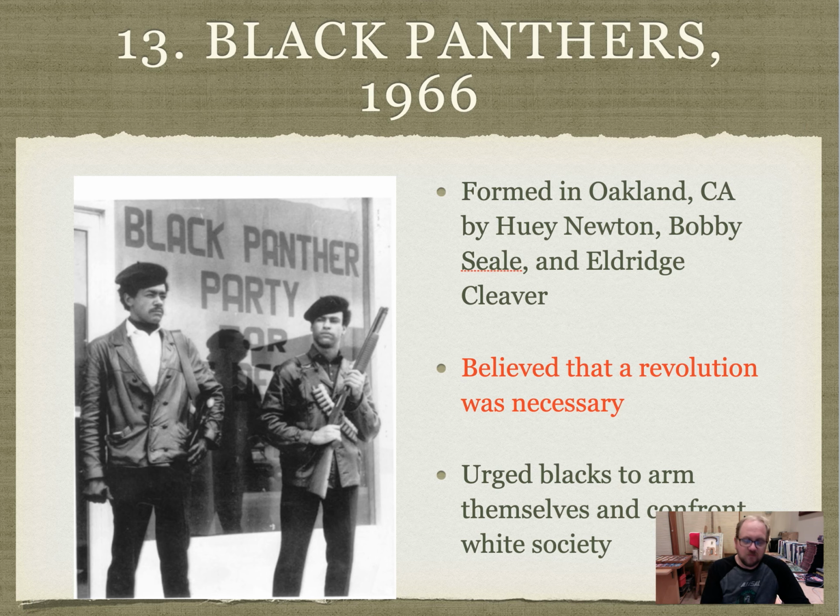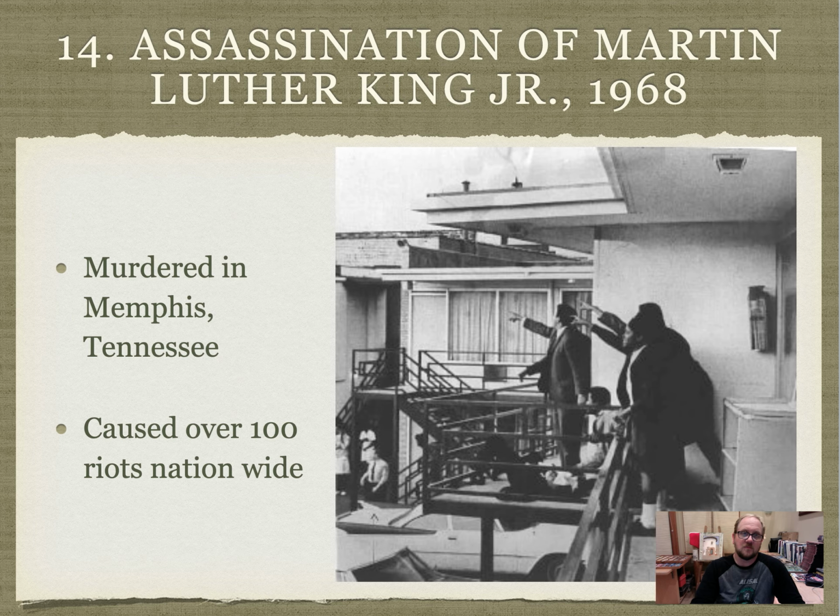The Black Panther movement of the 1960s was also a sort of vigilante group looking to make sure that African Americans in the urban areas were not being targeted by police, and it was a check on police brutality as well. So it urged blacks to arm themselves and confront white society rather than just lay back and hope things change on their own.